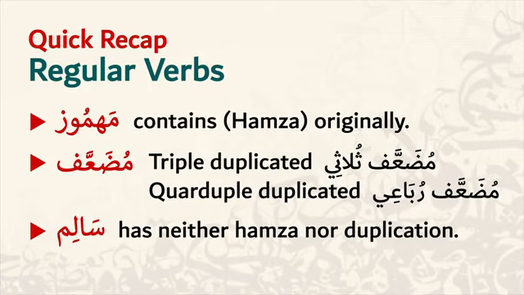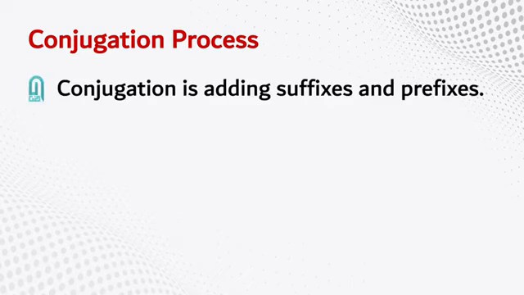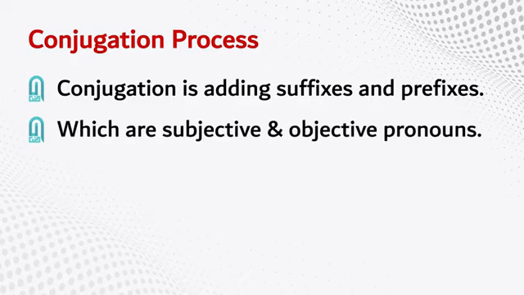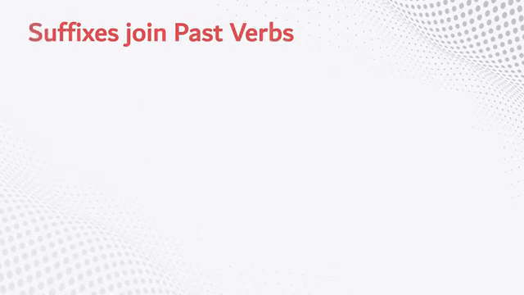Now, let's talk about the conjugation process. We mentioned that conjugation is the process of adding suffixes and prefixes to the verb and making the required adjustments. These suffixes and prefixes are subjective and objective pronouns. In the case of past verbs, we only add suffixes. There are no prefixes in the past case. The types of suffixes that are connected to past verbs are listed below.